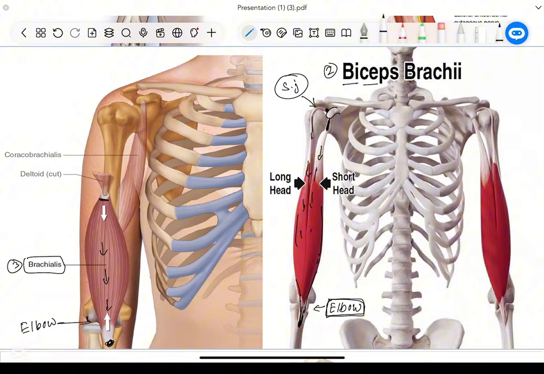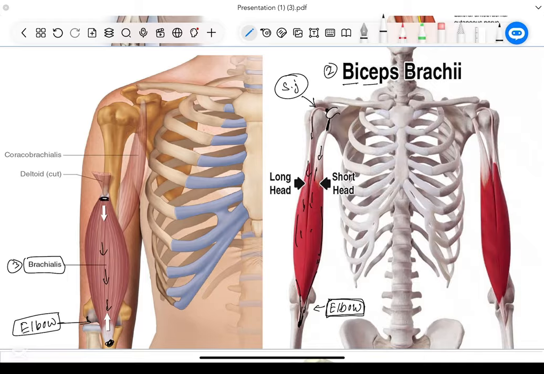On the ulnar tuberosity it will be inserted or finished. So starting from the shaft of the humerus and finishing into the ulnar tuberosity and crossing a single joint, that is the elbow joint. Now come for action. You have to remember, when a muscle crosses a joint, it works on that joint.